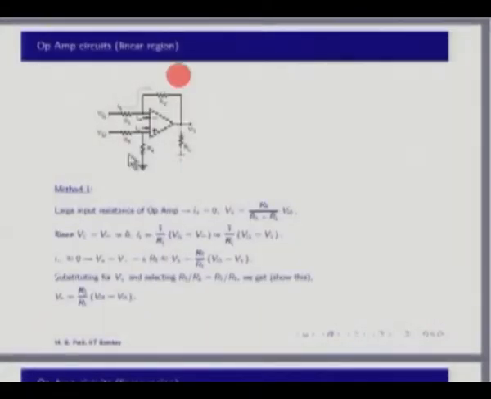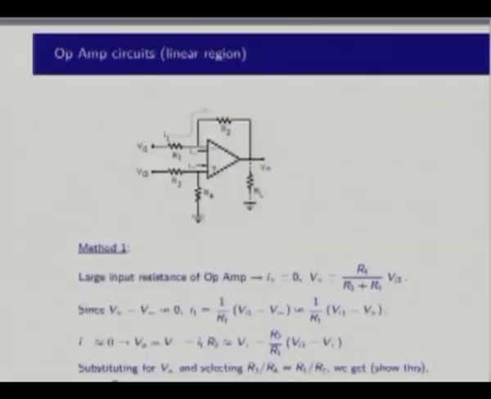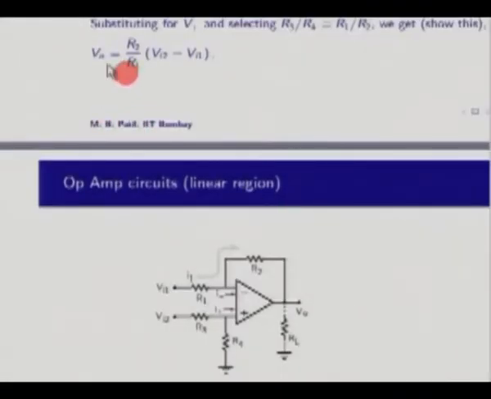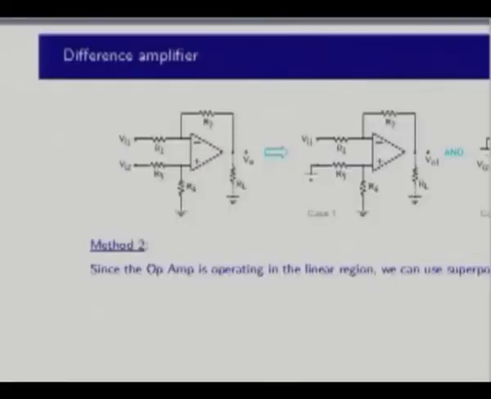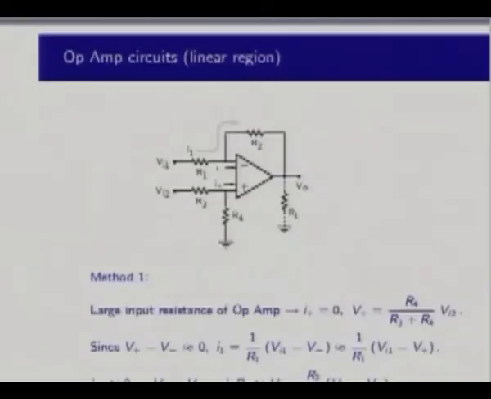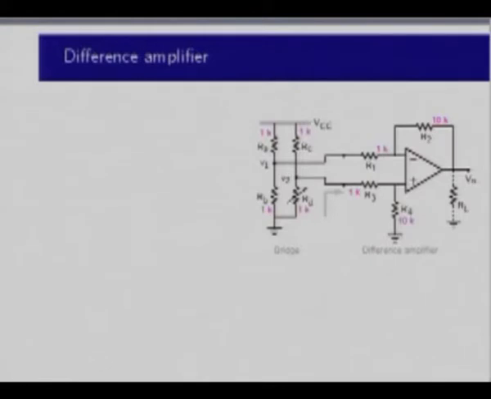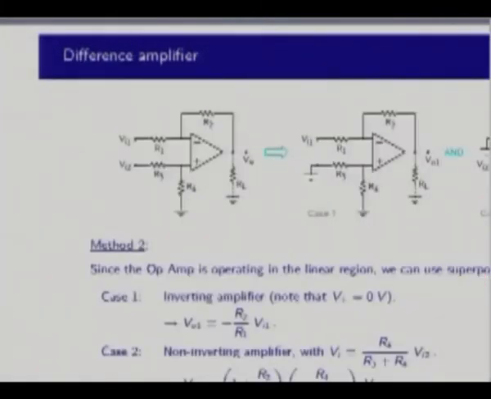The other method of deriving the same result, what is the final result? Let me just read it out here. R2 by R1, okay. So the result is Vo equal to R2 by R1 times Vi2 minus Vi1, and Professor Sharma has done this yesterday, but I just wanted to point out another interesting way of deriving this same result, and that is by using superposition. Okay, so let me explain that.